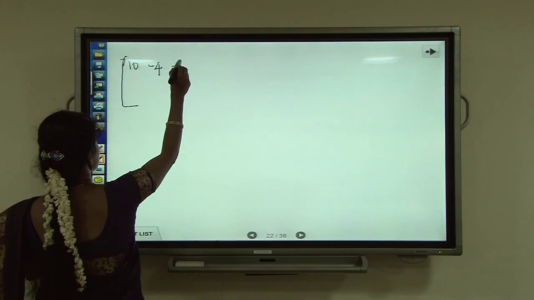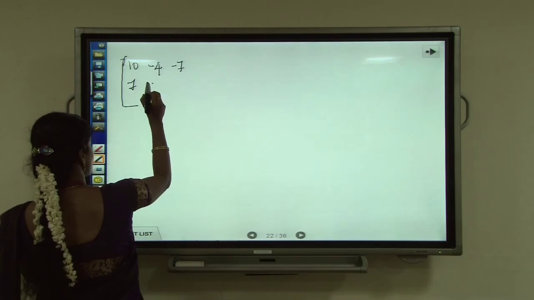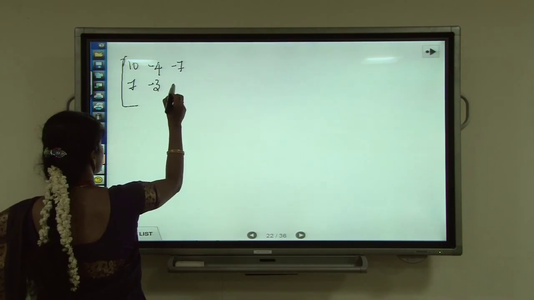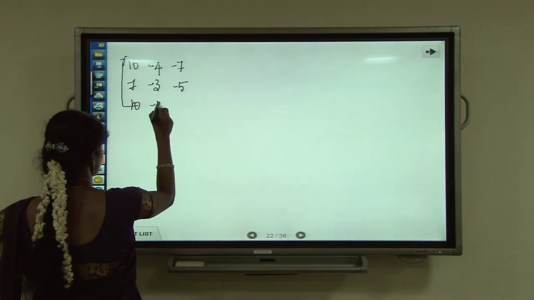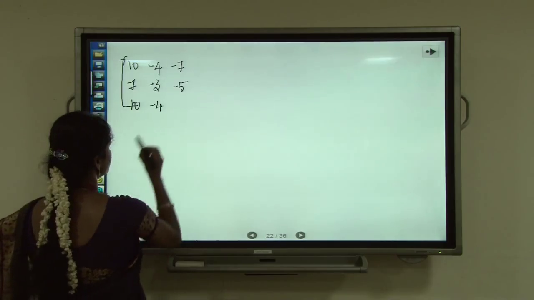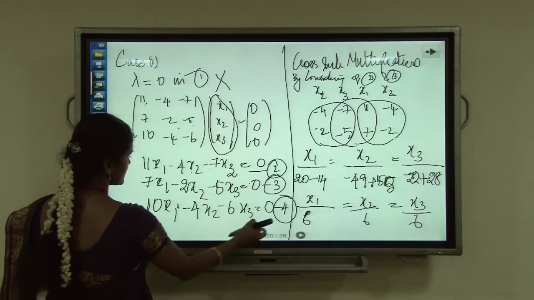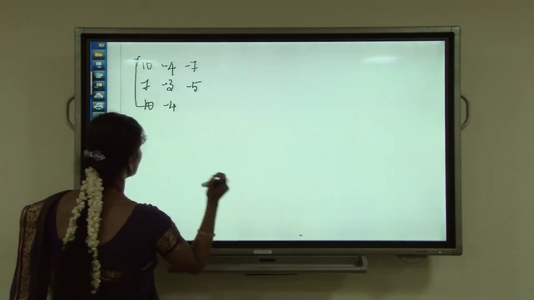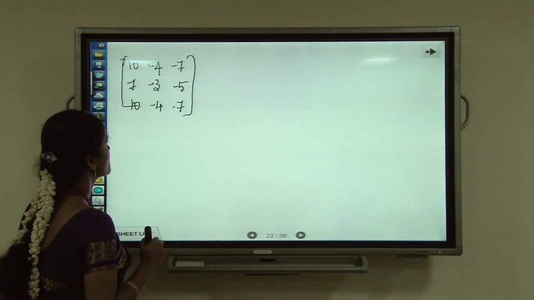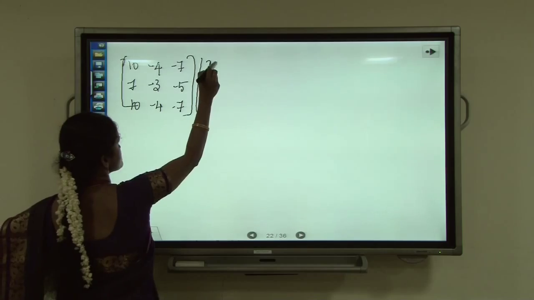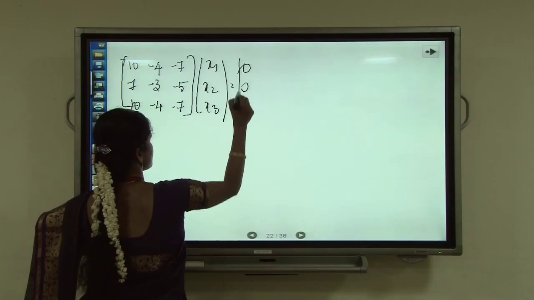Minus 4 minus 7, this is not going to be changed, it is minus 7. Here already we had minus 2, it is minus 1, it is minus 3. Here it is minus 5. Here we have 10. This is minus 4, no changes with that. Already we had minus 5, now we have minus 7, minus 6 we have. So one more, if you subtract with that, you will get minus 7. Okay, now this is into x1, x2, x3 which is equal to 0, 0, 0.